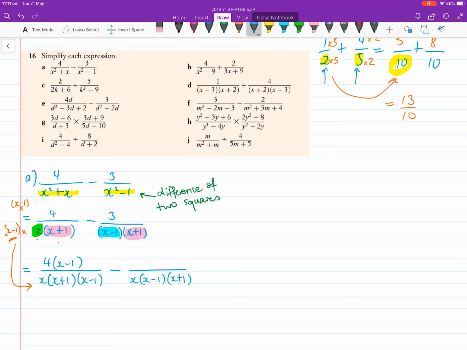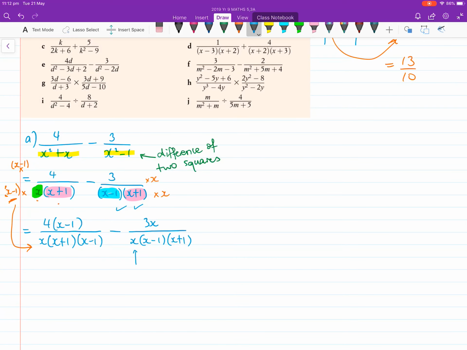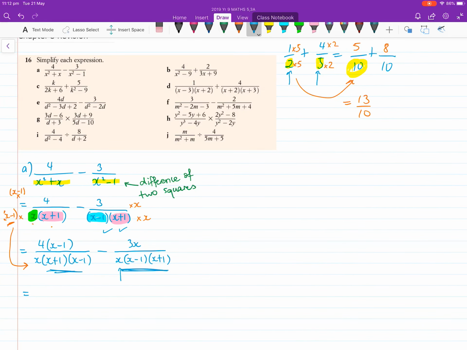And then on the right, I've got an x minus 1. I've got an x plus 1 already, yeah? But I don't have the x. So I've got to times the top and bottom by x. So then I just get 3x on the top. Okay? Now they've got the same denominator. So now I can just add and subtract like normal, just like how I had over here, the 5 tenths plus 8 tenths.